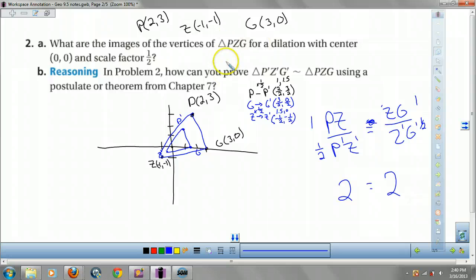Don't overthink these ones, guys. If I give you the dilation is 3, you just times all your points by 3. If I say it's 5, you times everything by 5. If I say it's 1.35, you times everything by 1.35.